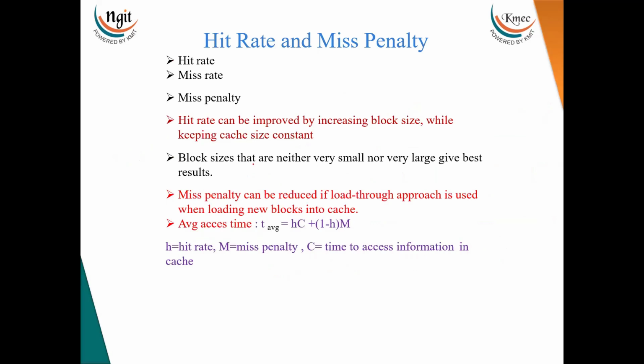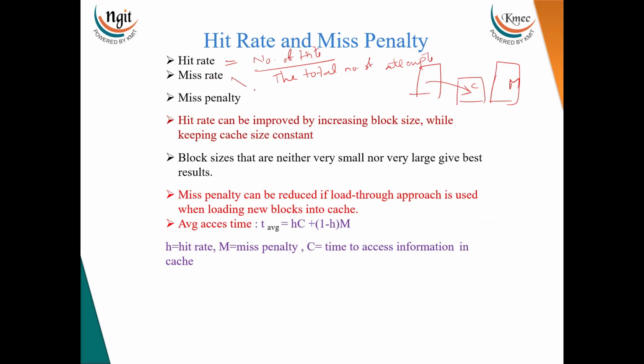Now coming to the hit rate, miss penalty, and average access time. What is hit rate? If this is the cache, and this is the processor and main memory, whenever the processor needs data, first it will search for the data in the cache. If the data is available in the cache, then that is called a hit. Hit rate is equal to the number of hits divided by the total number of attempts, or the number of hits plus the number of misses.